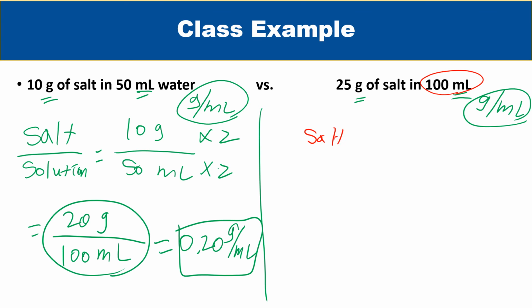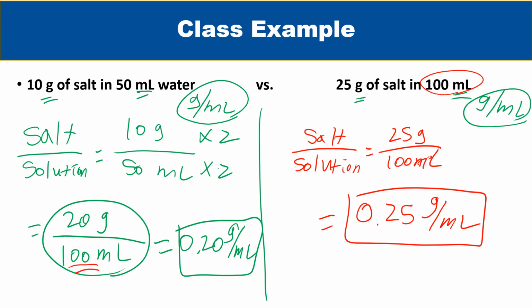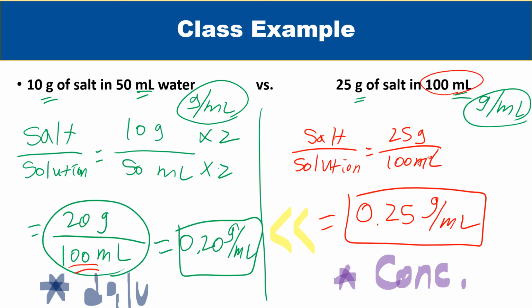The other one, same thing. Salt is my solute, solution on the bottom. Because I matched to 100 ml in the previous one, I don't need to change this one. 25 over 100 is 0.25 in decimal. Which one is more concentrated now that we match to 100 ml? It's easy to see that the one on the right is more concentrated. So I can conclude that the beaker on the right side is the more concentrated one. The beaker on the left side, on the other hand, is more diluted. That's my conclusion of this example.